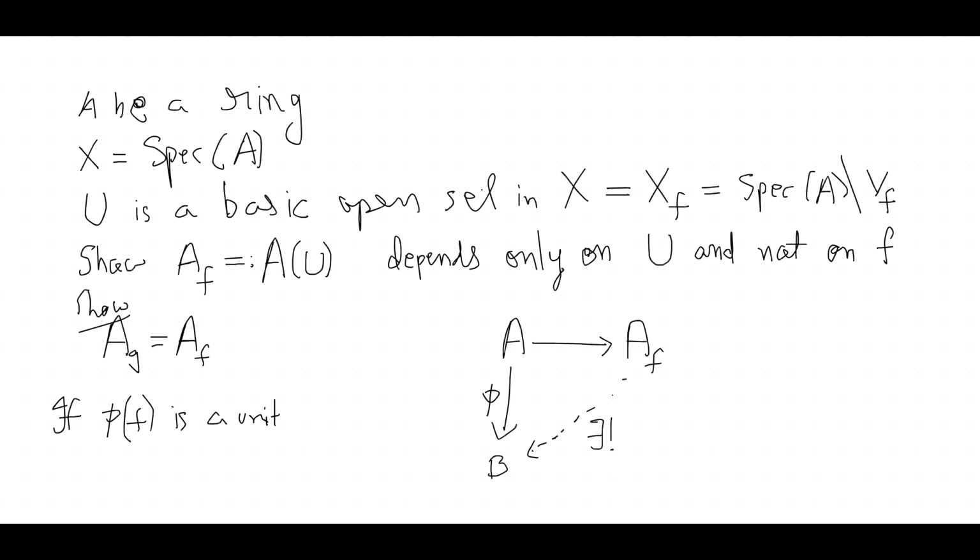And since it's a universal property, it's enough to show that AG also satisfies the same property, right? So you've shown that if phi f is a unit, then pi g is also a unit.